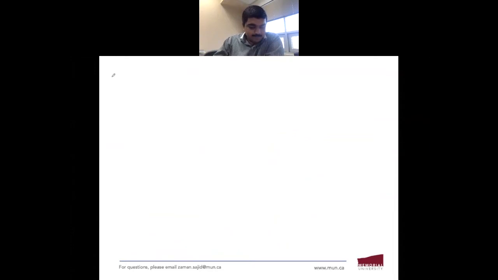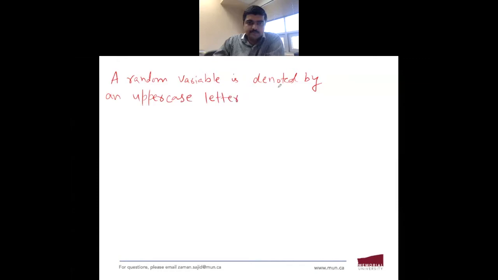Now, how do we denote a random variable? A random variable is denoted by an upper case letter, such as capital X. Most textbooks use a capital X, but you can also use capital Y or capital Z, whatever.